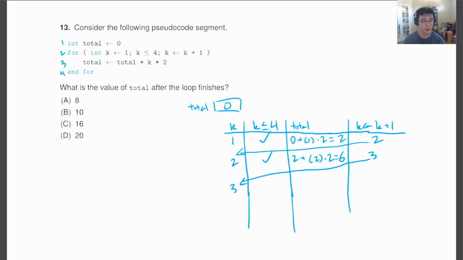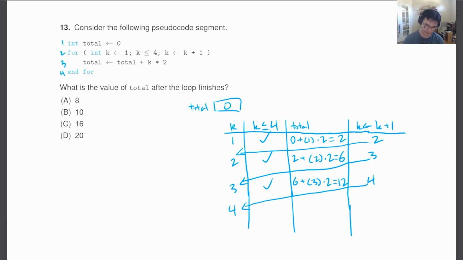Is 3 less than or equal to 4? That's true. So because the condition is true, I go into the for loop. Total is now total plus k times 2. So total is 6 plus k, which is 3 times 2, which is 12. I reach the end of for loop on line 4. I loop back up to k is k plus 1. So k is now 4.